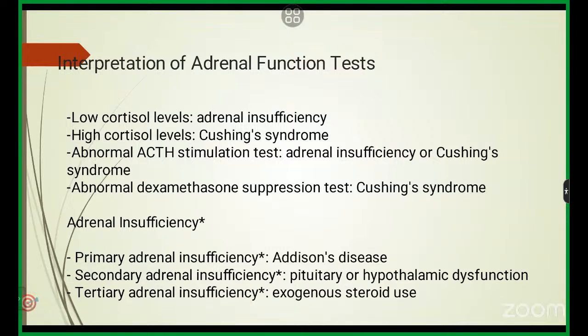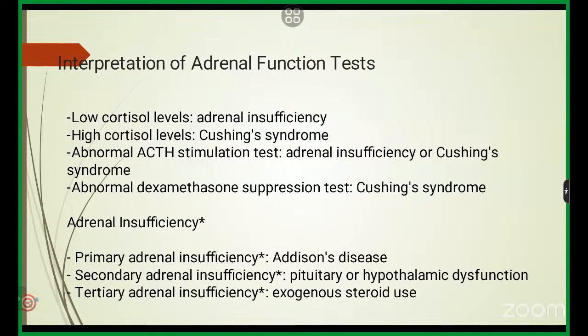High cortisols will mean that the adrenal gland is hyperactive and produces a lot of cortisol, and this leads to a condition known as Cushing syndrome. Abnormal ACTH stimulation tests can also be done to check for adrenal insufficiency or Cushing syndrome. Abnormal dexamethasone suppression tests will indicate that there is Cushing syndrome.